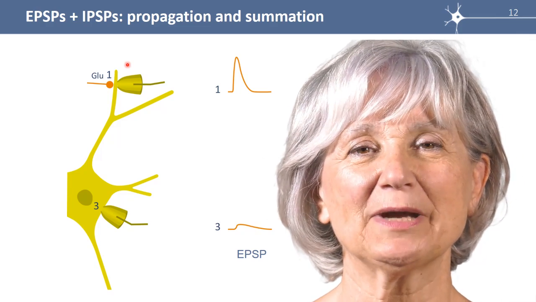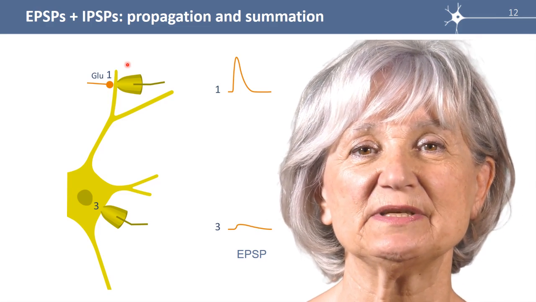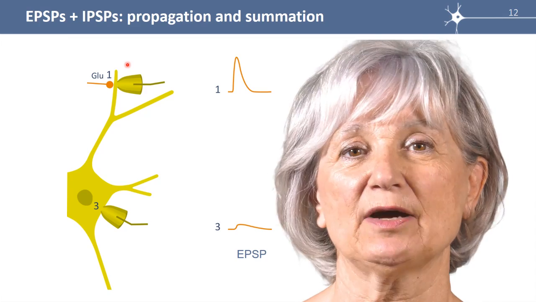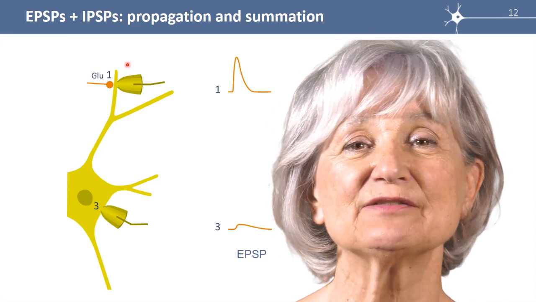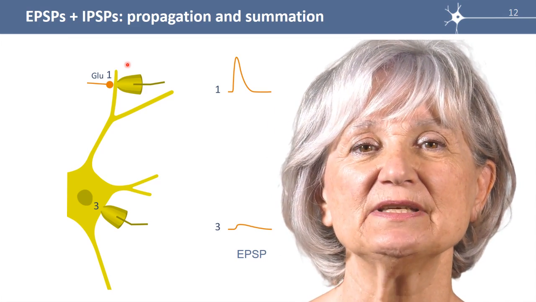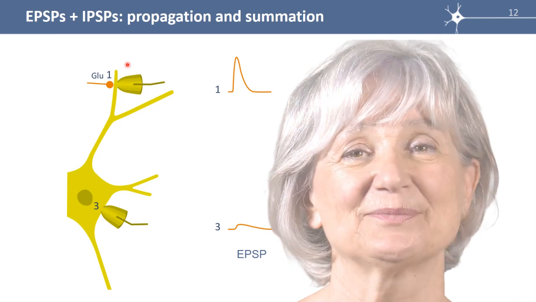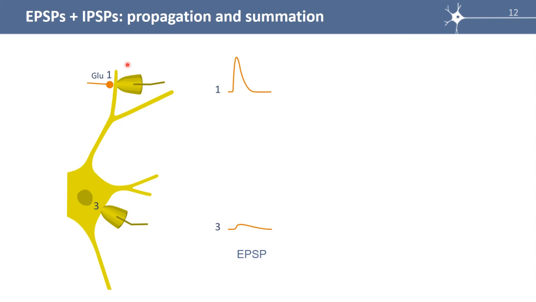Let's look at the propagation and summation of EPSP and IPSP whenever they are produced together and give rise to a compound PSP that we saw on the first slide. We will proceed step by step.